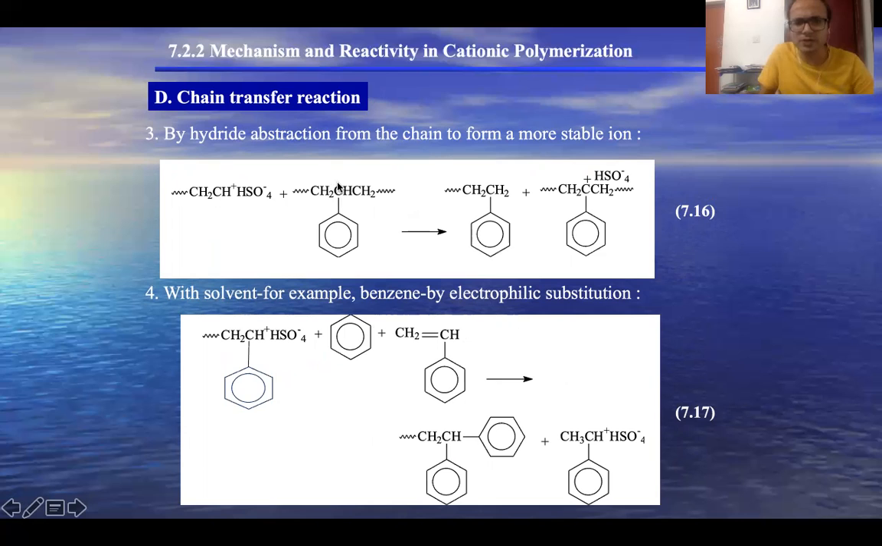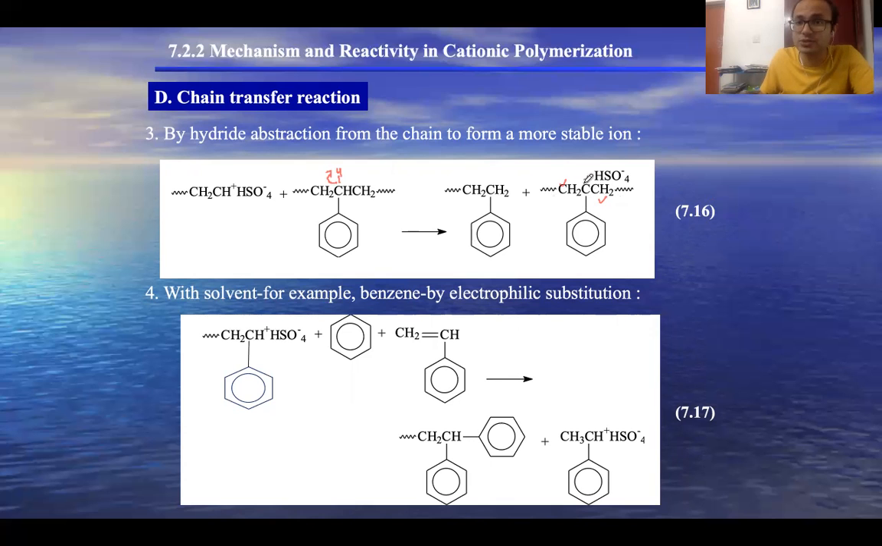Because this particular hydride, if it is removed, generates a carbocation which is highly stabilized, not only by hyperconjugation by these two groups, but also by resonance stabilization by this particular phenyl ring. So that also is another way in which the hydride is removed here and accepted here to form a neutral species, thereby activating this particular polymer again.